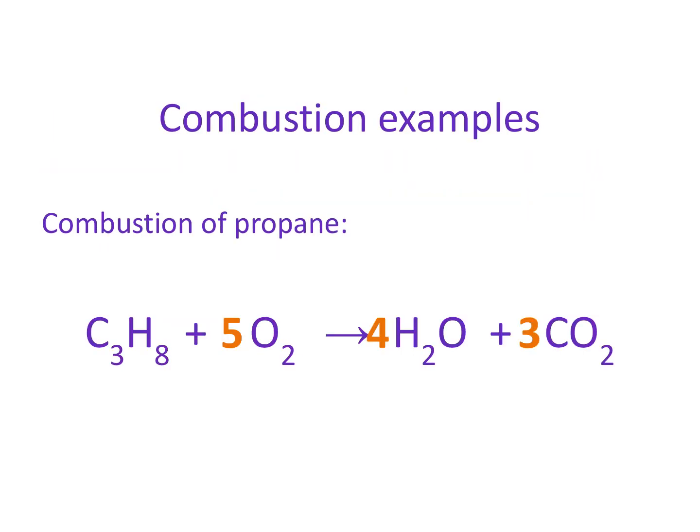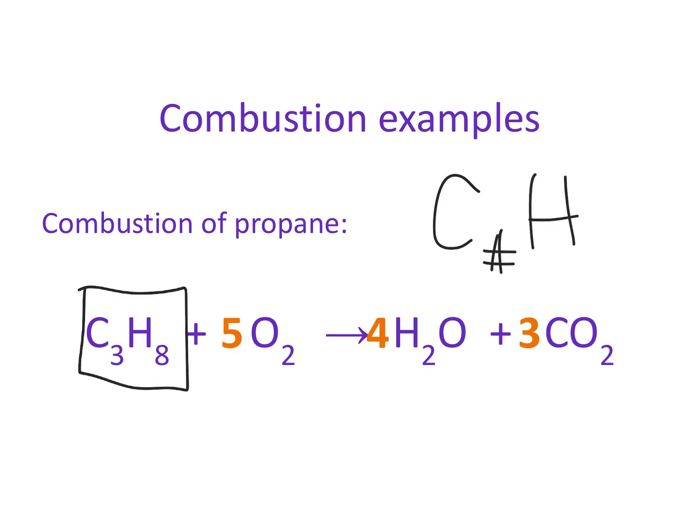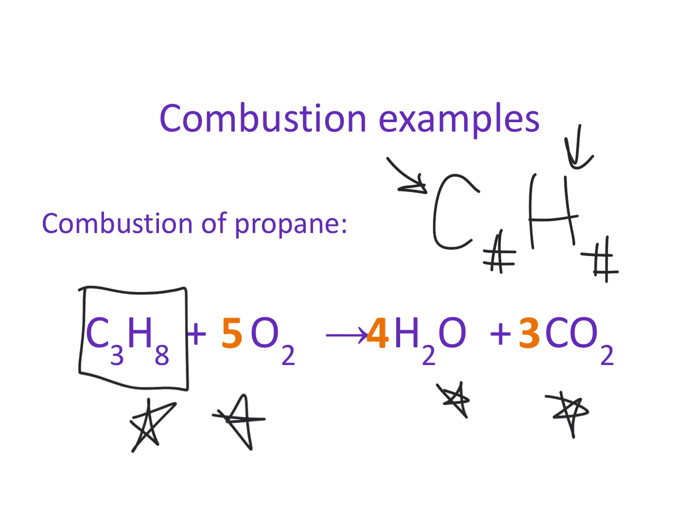So a hydrocarbon is something that looks like this. It's when we have C and a random number and H and a random number. This is a hydrocarbon. We have a hydrogen, we have a carbon. So it's always going to start with hydrocarbon and oxygen, and it's always going to make water and carbon dioxide. The amounts will change, like the numbers on the hydrocarbon will change and all the coefficients might change, but it looks basically the same for all combustion reactions.